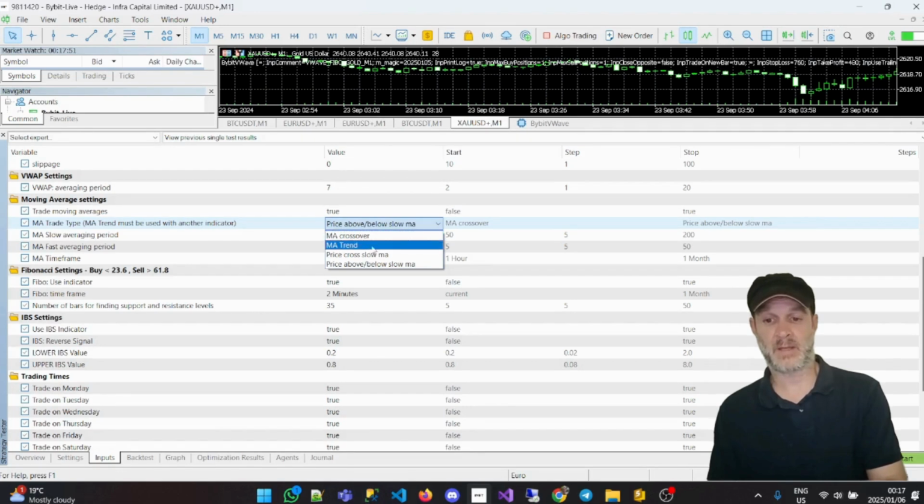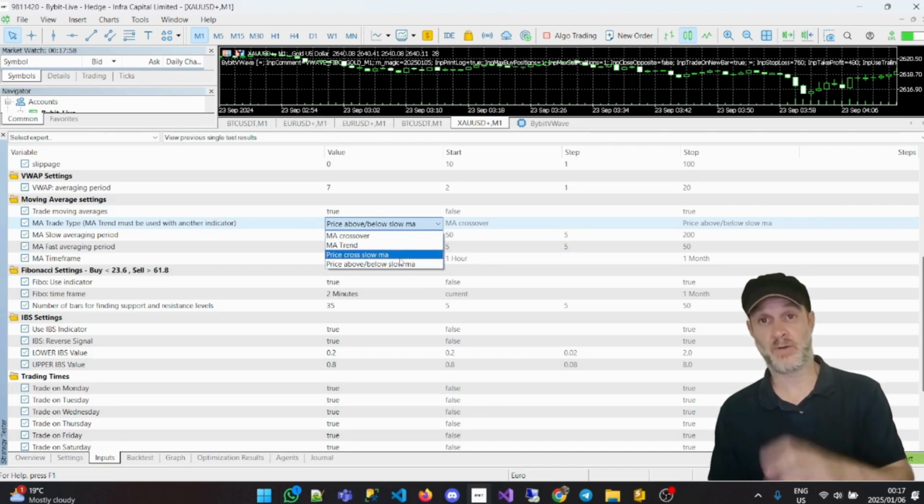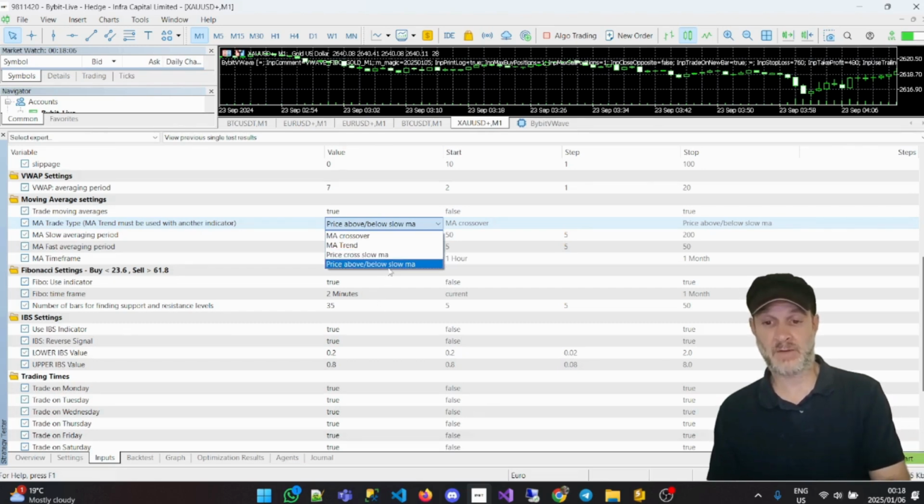You've got your MA trend. You've got your price crosses. So the price was below the slow moving average before, and then the next bar, it was above the slow moving average, it will look for a buy entry. And then you've got either your price is above or below the slow moving average, and that is also sort of like to check your trend. So if you know that your price is above the 200-day moving average, you're in sort of like a bull trend.